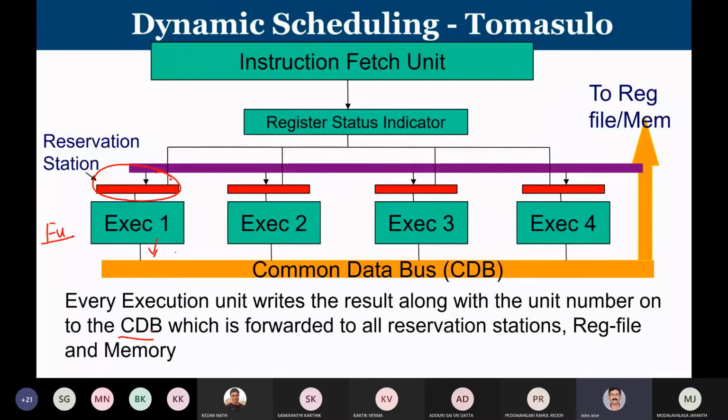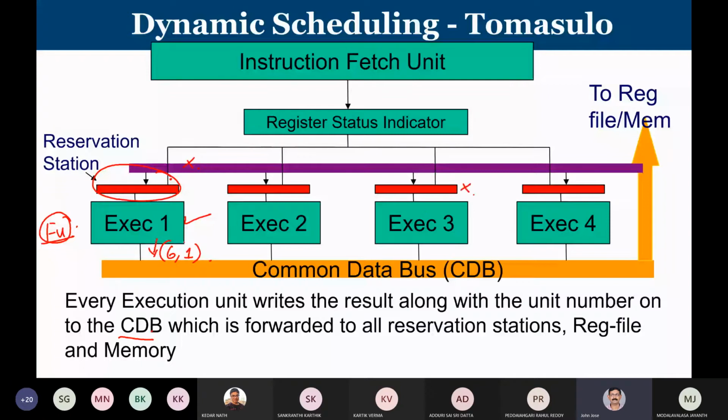When you produce the result, like I mentioned in the class, let's say my result is 6, it will produce the result 6 as well as tell that it is produced by execution unit 1. So I am not mentioning the reservation station, rather I am mentioning the functional unit number along with the result. Why is it doing so? Because whoever is waiting in a reservation station for a result produced by execution unit 1 can take it and then continue their execution.